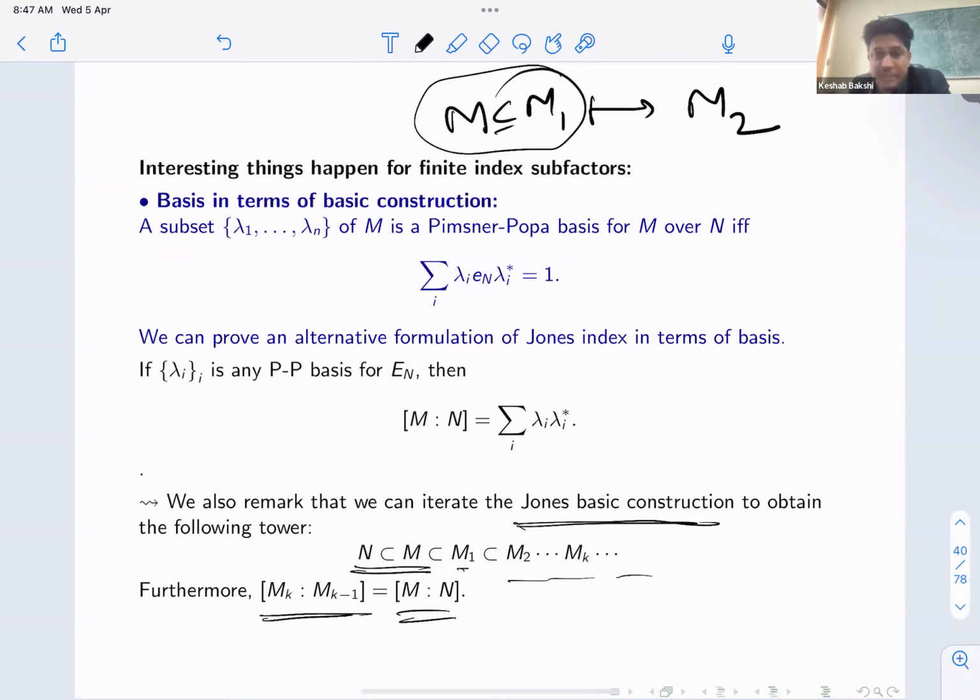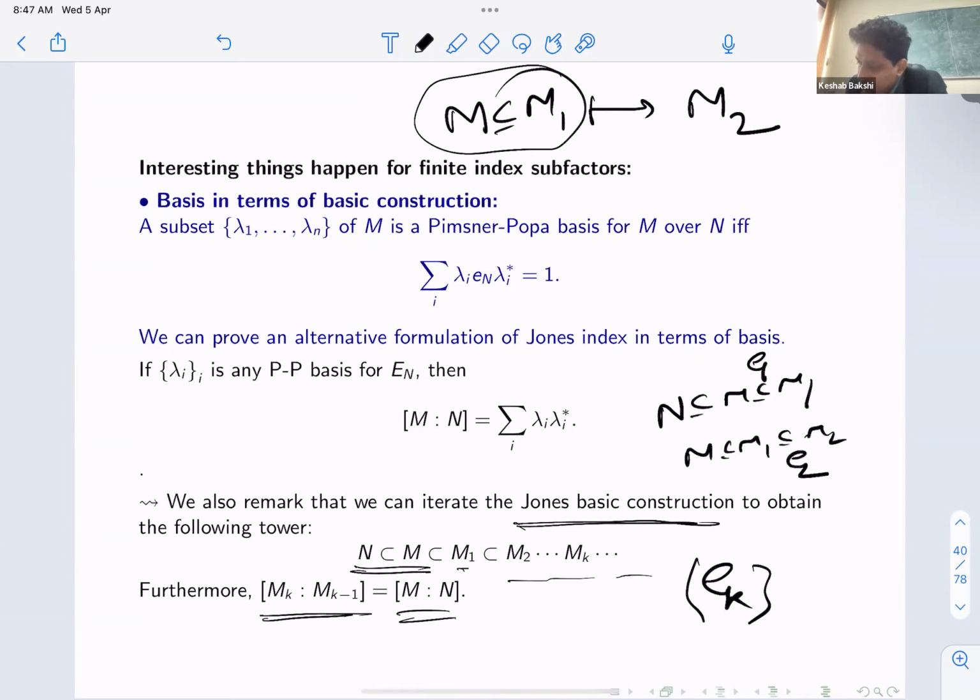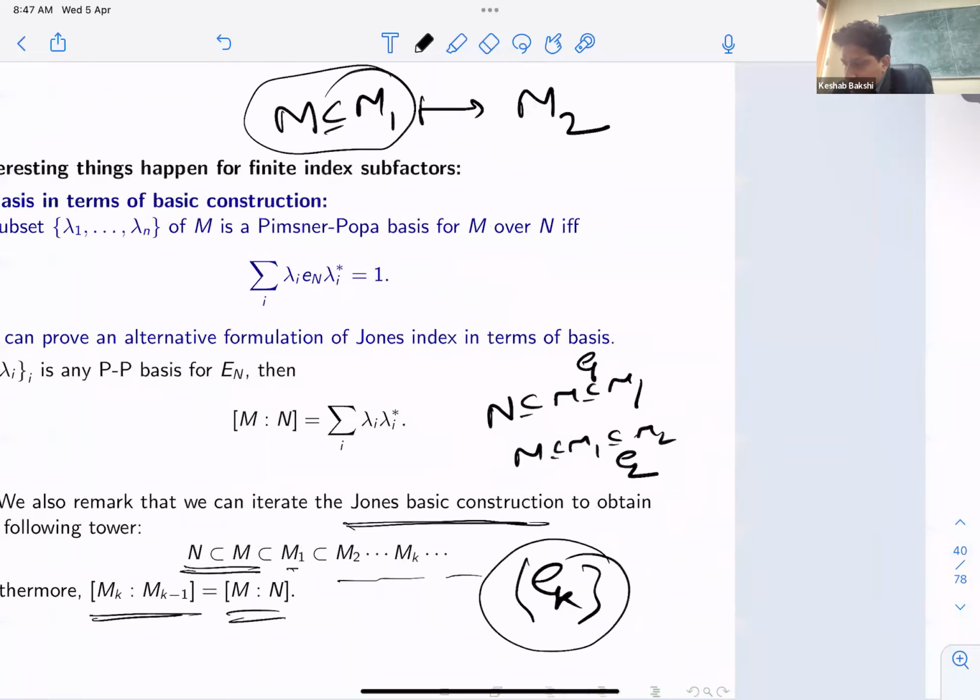So the index will be the same. This is called the Jones basic construction, and you can obtain many Jones projections. So N subset M1, E1 is the Jones projection for M1. Now M subset M1 and M2, for that E2 is the Jones projection. So you obtain a chain of Jones projections E_k, and these are related with the Temperley-Lieb algebra, and that was the key ingredient in the Jones polynomial, planar algebra, in all the aspects of subfactors. These are the key aspects, the Jones projections.